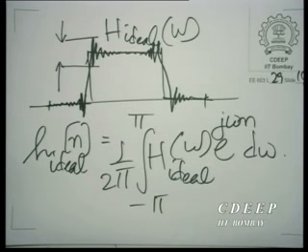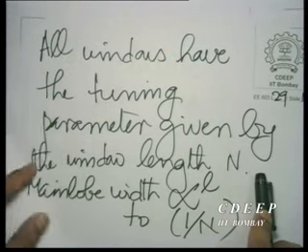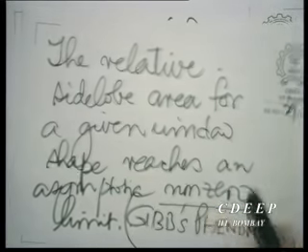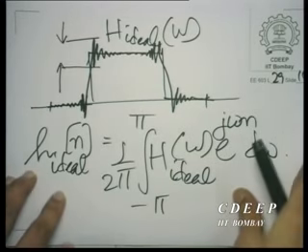So what I am trying to emphasize, once again let me say it very clearly, is that all windows have the tuning parameter given by the window length N. So all windows can give you as small a transition band as you desire. But once you have chosen a window, you have doomed the maximum deviation in the pass band and stop band. So the tolerance of the pass band and the stop band cannot be influenced beyond a point. You can influence the transition band, but you cannot influence the tolerance. And unfortunately the pass band and stop band tolerances are equal, or fortunately if you want to call it.